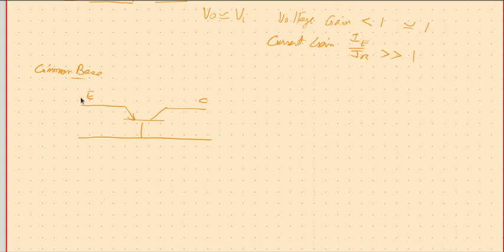What does it do? If you look at the inputs, we have emitter current, we have collector current, and collector current is the emitter current minus base current, and base current is very small. Therefore, the collector current is almost same as emitter current. That means the current here is not going to change much between input and output. It's going to remain the same. That means we can't expect any current gain here.